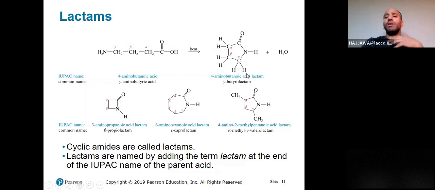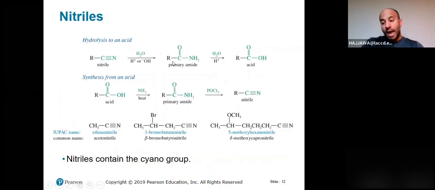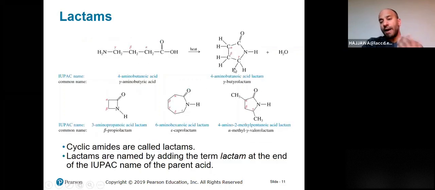So how would I name this? The same way I named the lactone. I go back to the hydroxy carboxylic acid, and in the case of lactam, I go back to the amino carboxylic acid. So how would I name this structure? 1, 2, 3, 4. So that's a 4-aminobutanoic acid. The lactam becomes 4-aminobutanoic acid lactam. So all I need to do is go back to the amino carboxylic acid, name that, and then insert the word lactam.